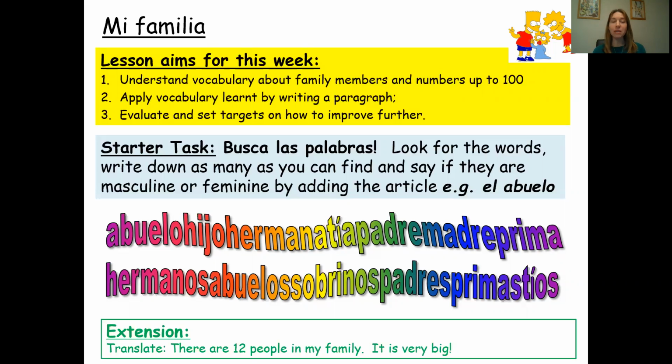And there might be some plurals. So remember we changed that the el turns to los and the la changes to las in the plural. As always, there's an extension, so you need to translate, there are 12 people in my family, it is very big. Okay, so pause this video now so that you can complete that.